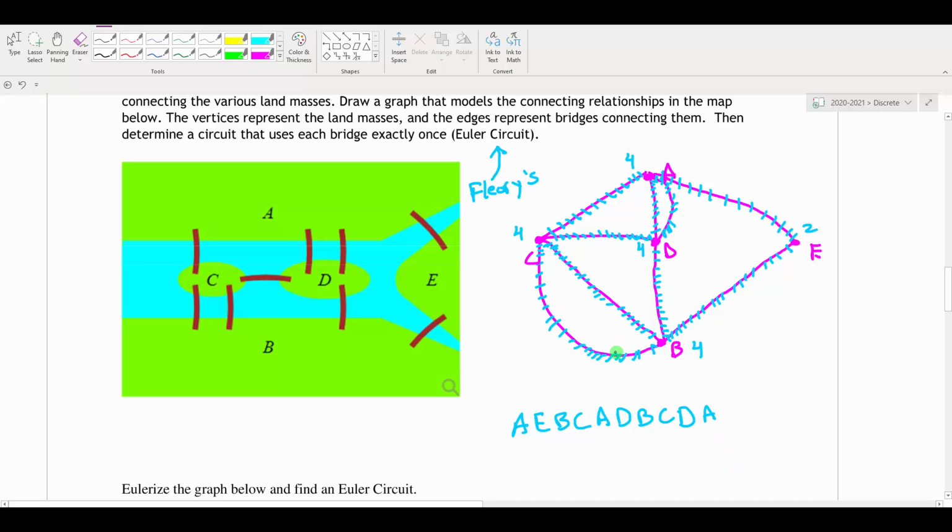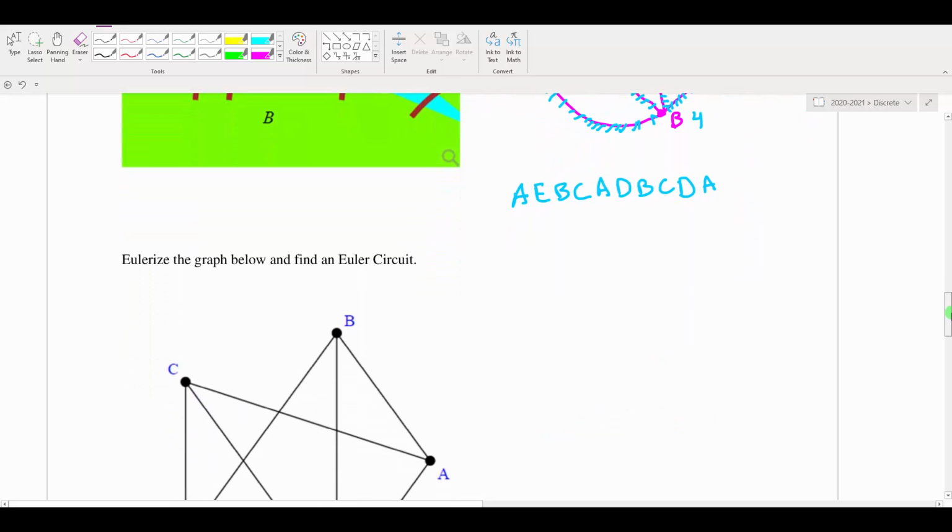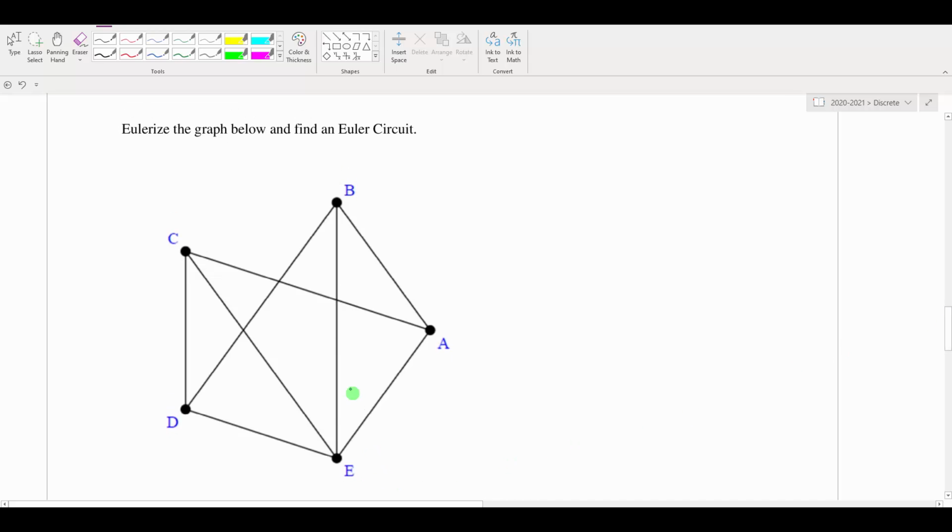Okay. So Fleury's is really a very simple algorithm to follow. Delete an edge, check and see if it's connected. If it is disconnected, undelete that edge and try another one. All right, so it does guarantee a way to find an Euler circuit, and it is very quick once you get used to it.